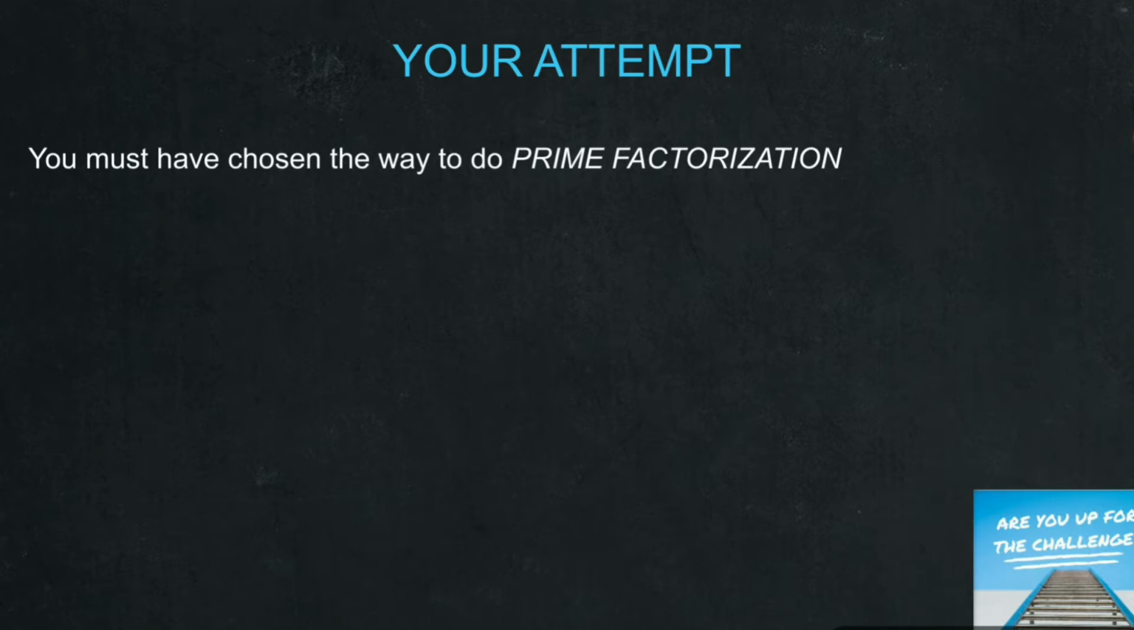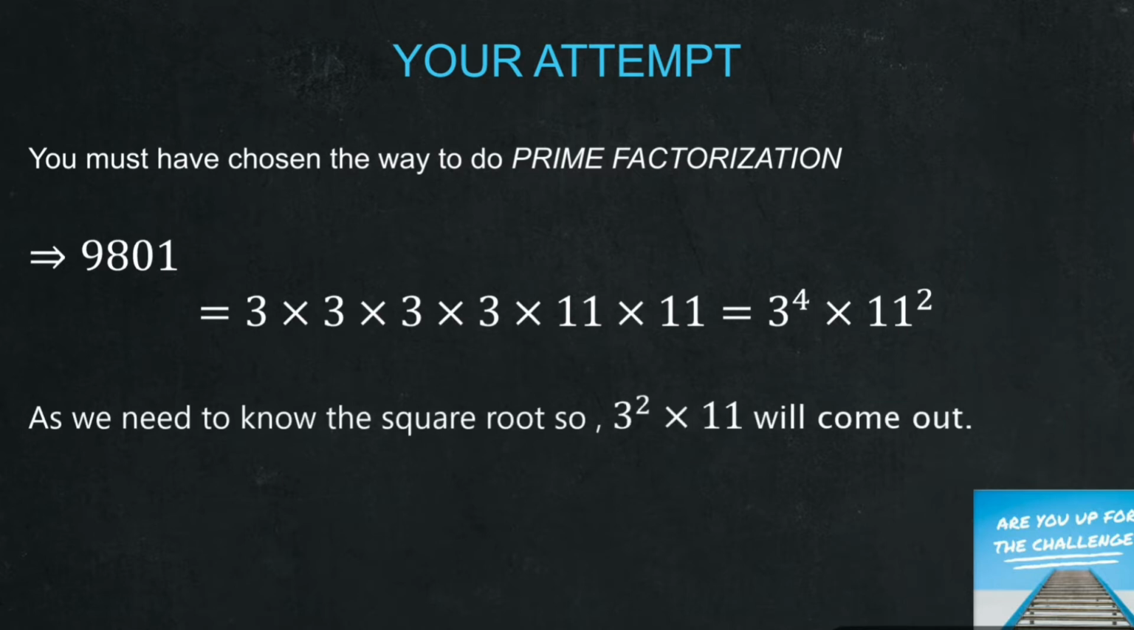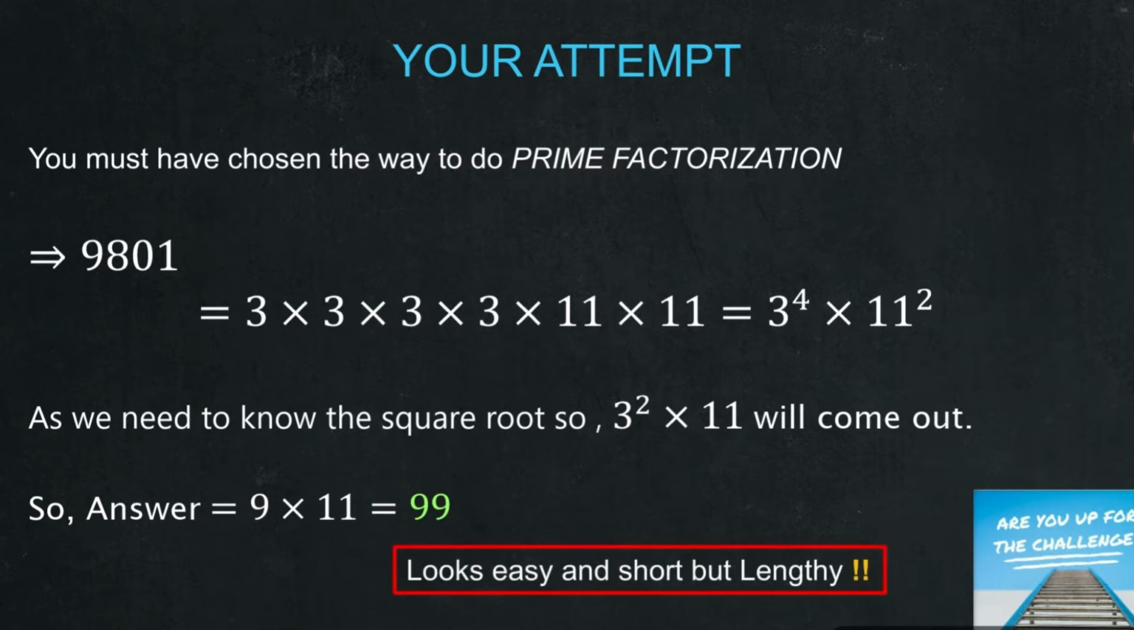99% of you must have chosen the prime factorization way. So prime factors of 9801 are 3 to the power 4 into 11 square. And we know if we want to take a number out of a square root, then we have to make packets of 2 and take them out. So 3 square into 11 will come out, and if we simplify, we are going to get 99 as our answer. So yes, we got the answer correct, but this looks easy and short, but it's lengthy. Like at least 1 minute is needed, and we need to do the question in 3 seconds. So this is going to be wrong.